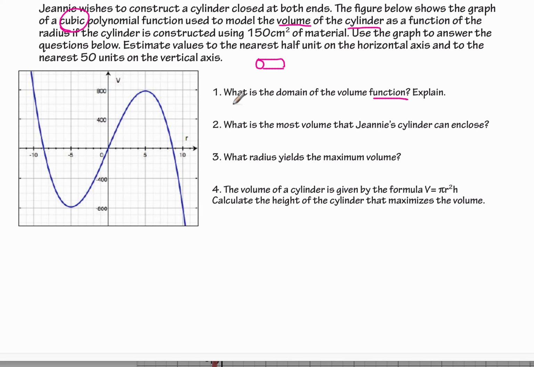All right, the volume function. Well, the volume function is this whole thing right here. So it goes from negative infinity to infinity. However, if we want to only talk about the part that makes sense pertaining to Janine's little cylinder here, then that's going to be the part from 0 to, let's see, that's 6, 7, 8.5.